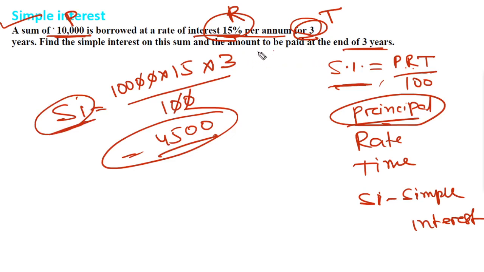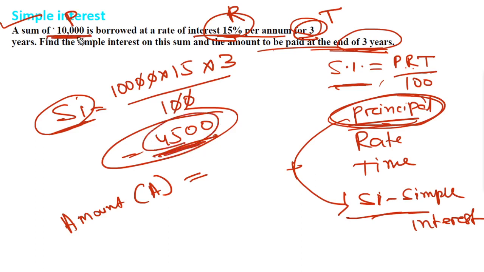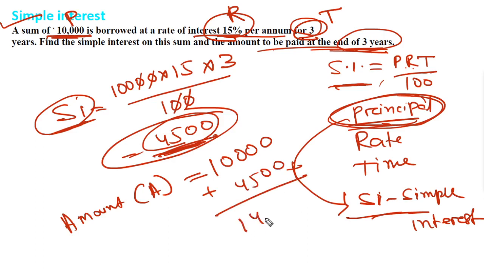Now we also have to find the amount to be paid at the end of 3 years. Now amount, in short we call it A. Amount is equal to what? Principal plus simple interest. So sum of principal and simple interest is amount. So amount is your simple interest 4,500, principal is your 10,000. So 10,000 plus your 4,500 will be equal to 14,500. 14,500 will be the amount after 3 years. So these are the process for simple interest.